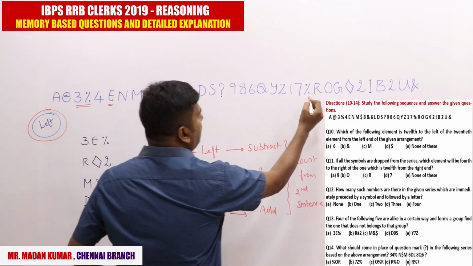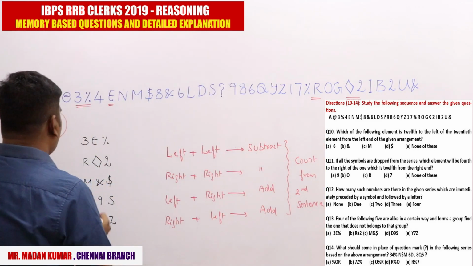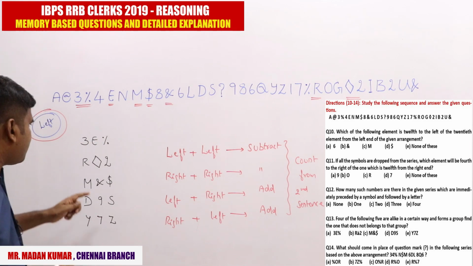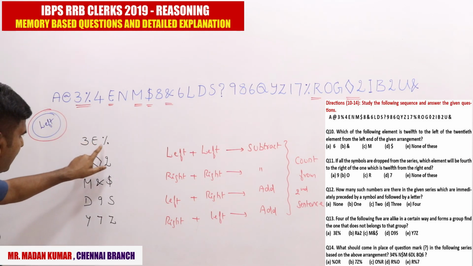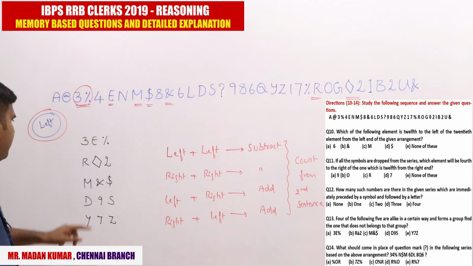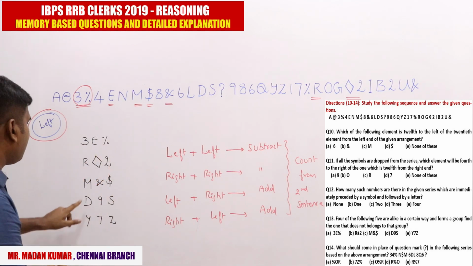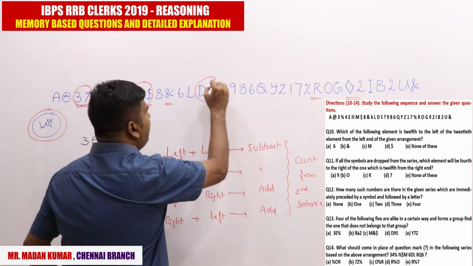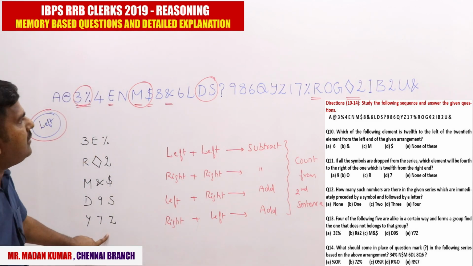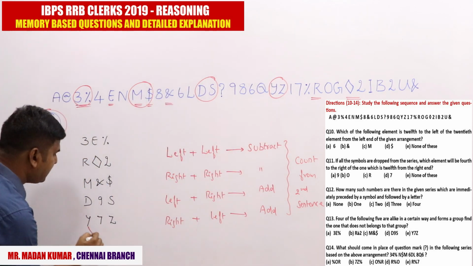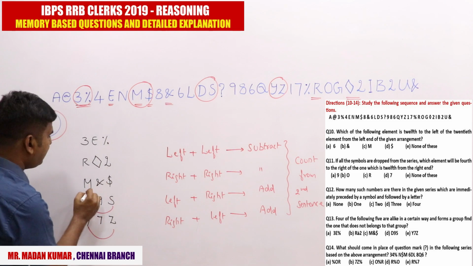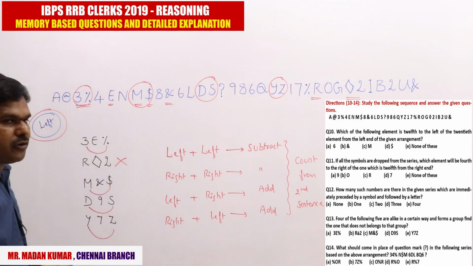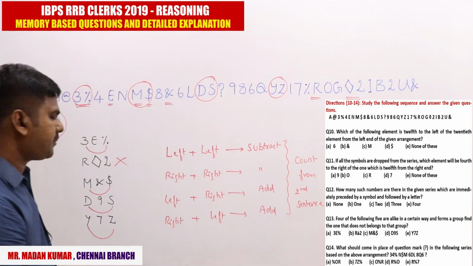And R, diamond shape 2, M&$. To avoid confusion, if you observe 3 and percentage, the first one and the last one are immediate neighbors, right? If you take R and 2, they are not immediate neighbors, but M and dollar are immediate neighbors. D and S are immediate neighbors. Y7Z, Y and Z. So the first and last are immediate neighbors for D and S, M and dollar, and 3E%. This is the one which does not belong to this group. Hope you are clear with this one. Come to the next question.